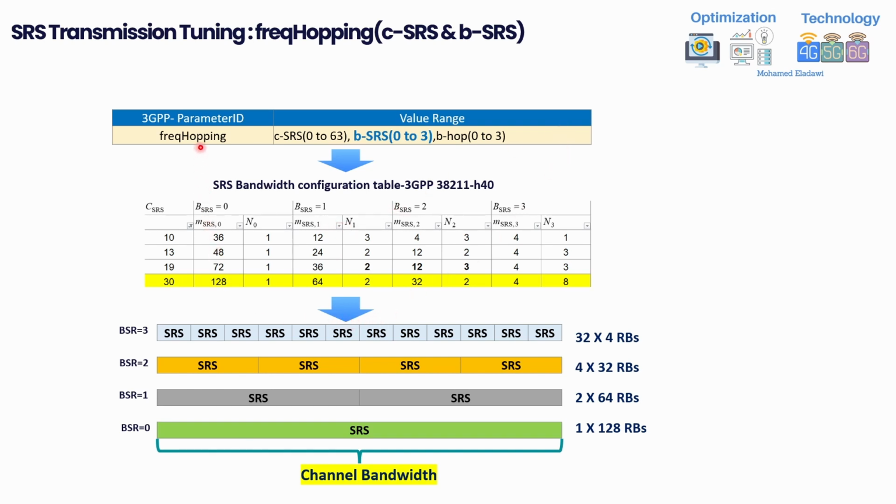So just as a brief, let me tell you how this feature works. By default, the SRS is transmitted by the UE over the complete channel bandwidth. Assume this is the channel bandwidth here.